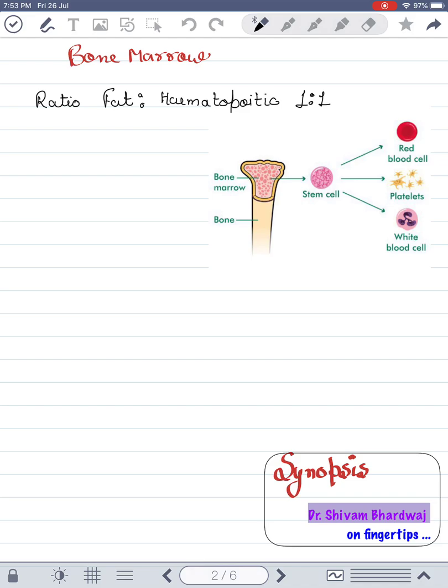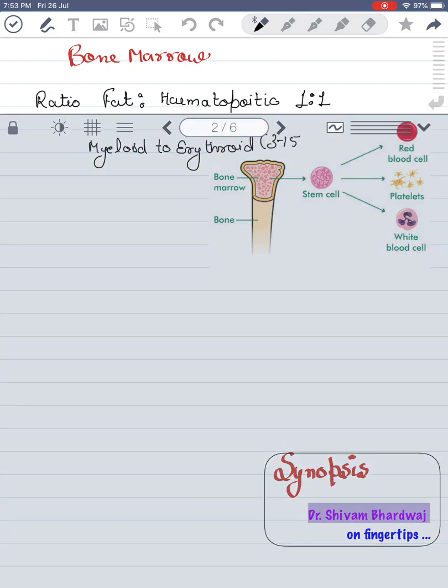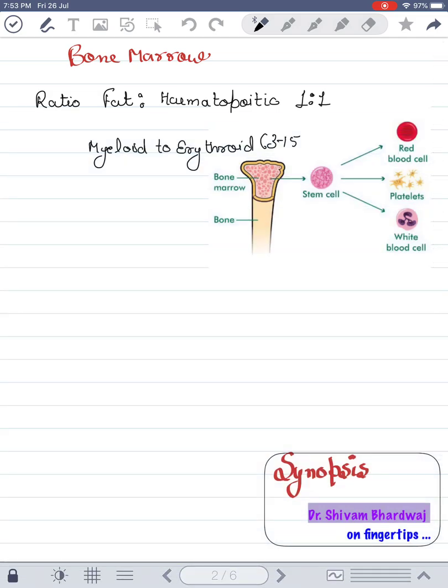And the second thing is the myeloid to erythroid ratio. This ratio is 3:1, 3 for the myeloid and 1 for the erythroid component. So we must say that the myeloid component is at least 3 times more than the erythroid component.